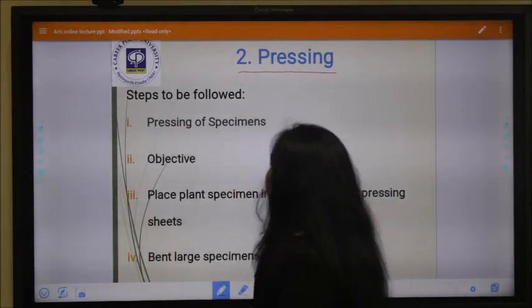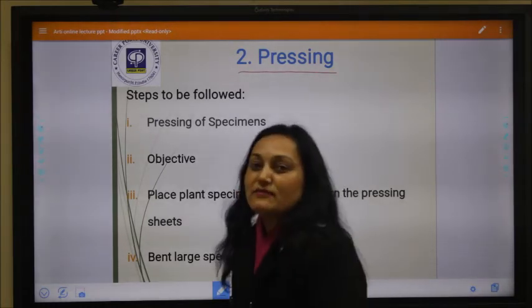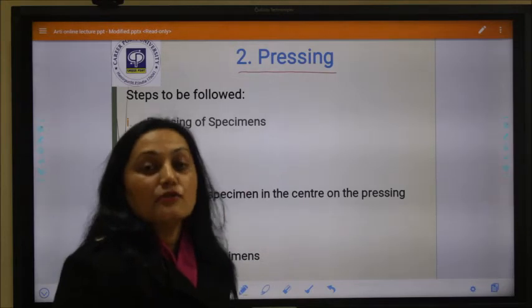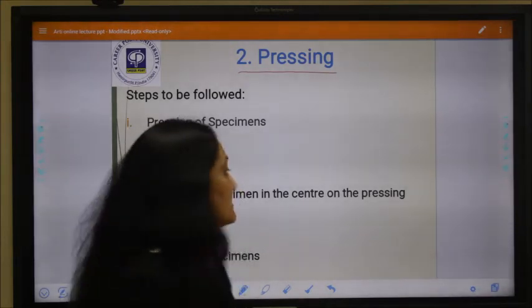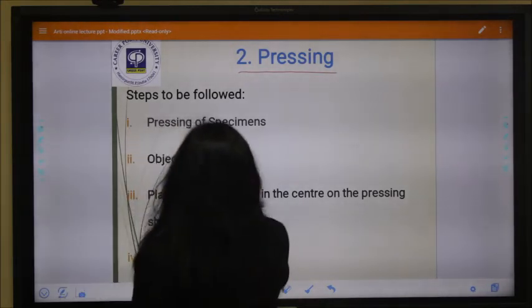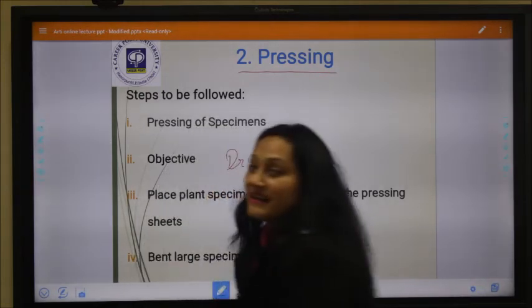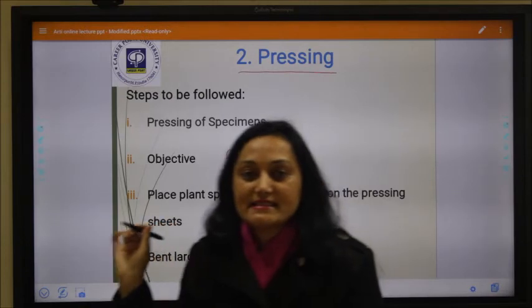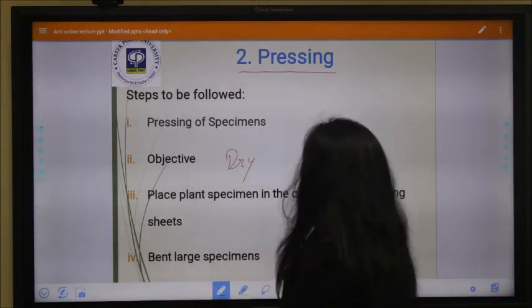And what is the objective of this pressing? The objective of pressing is to flatten the specimen and dry the specimen. To flatten and dry the specimen is the main objective of this step of herbarium technique.